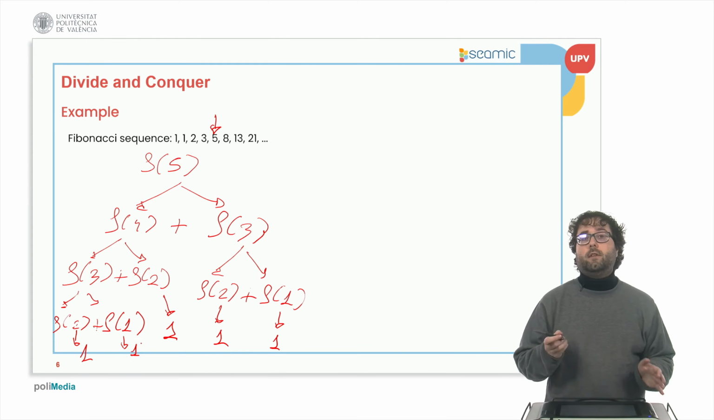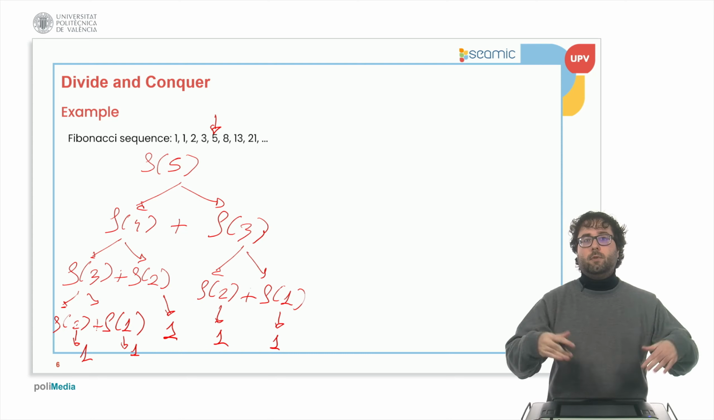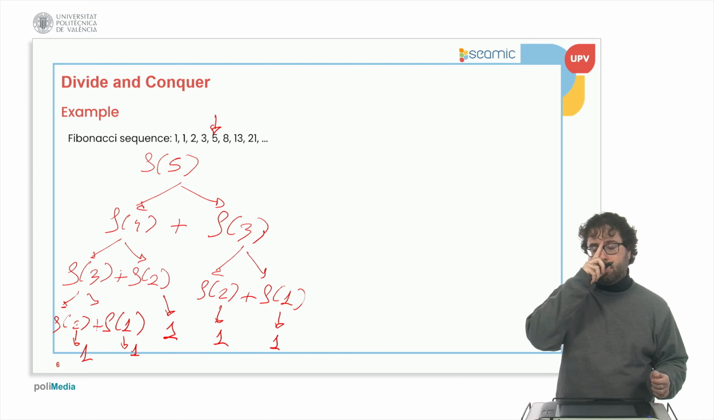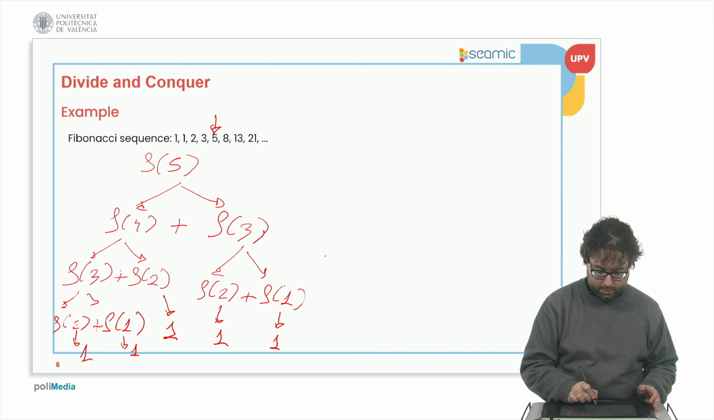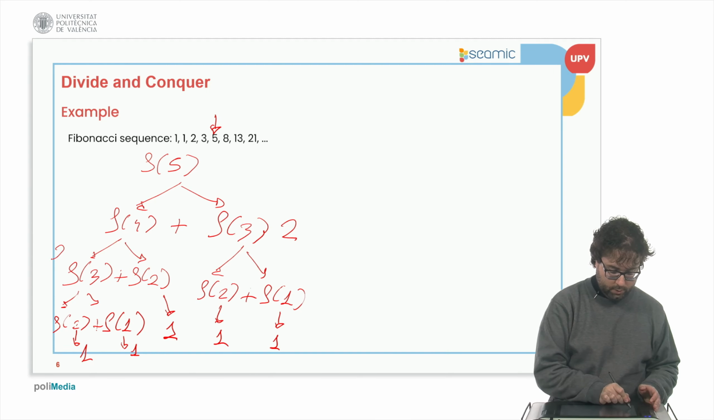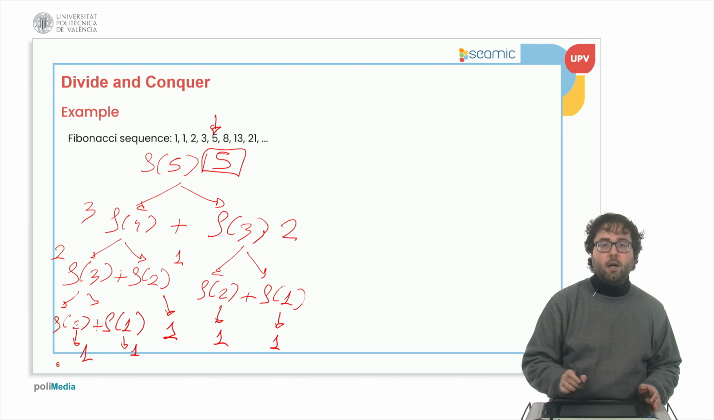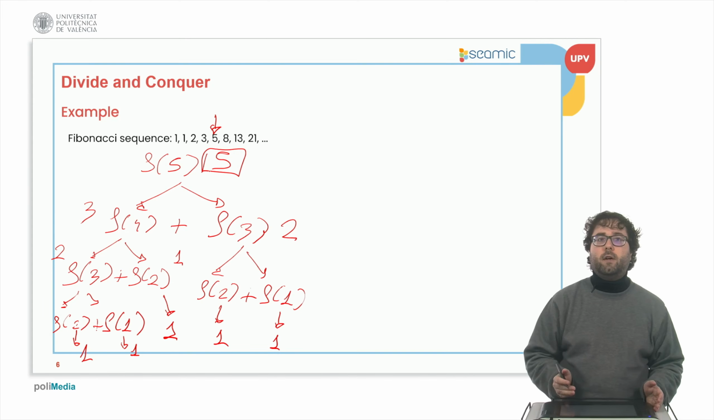So now that we have conquered the problem, we need to combine the solutions going up in the recursion tree. That means this would be the value 2, this is 2, this is 1, then this is 3, and 3 plus 2. Our solution is number 5.